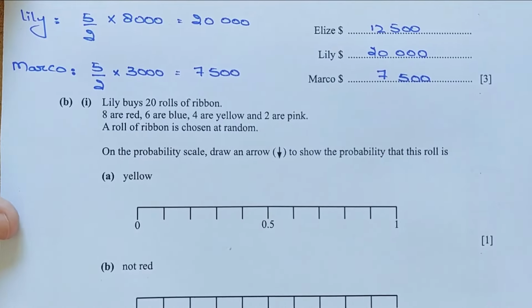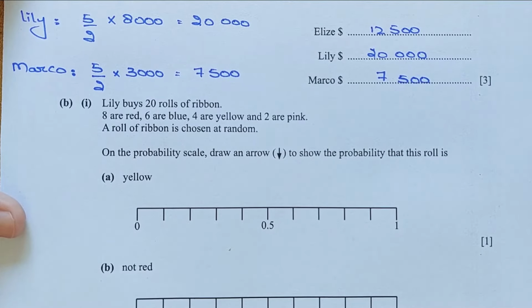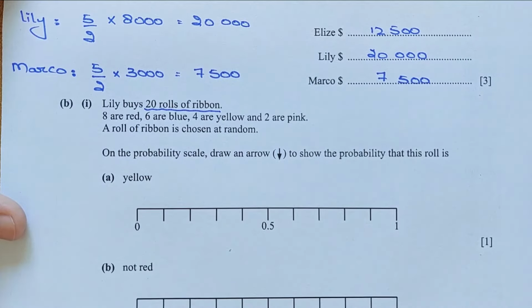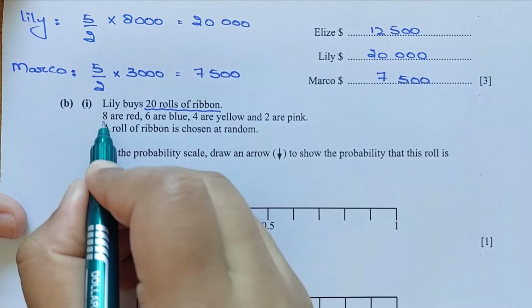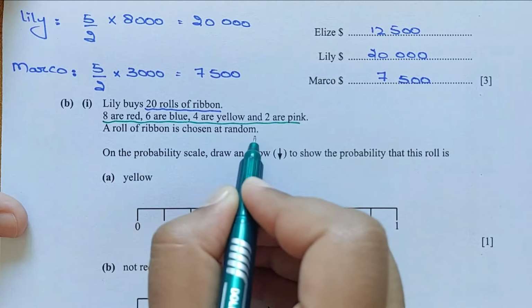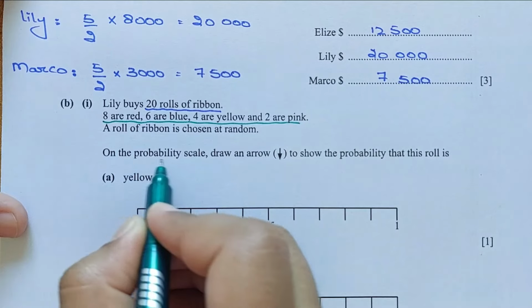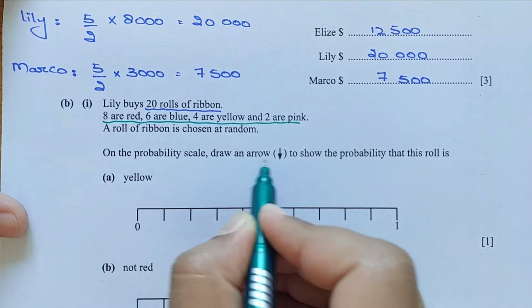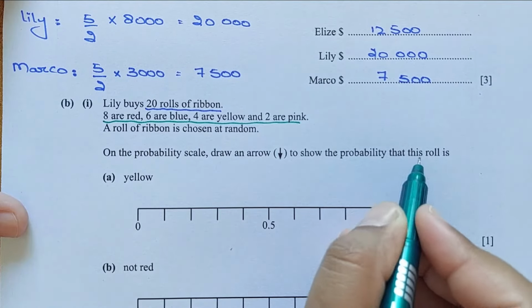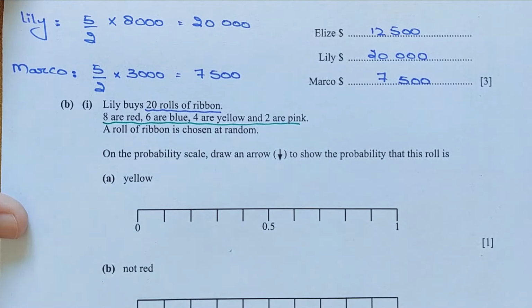All right, now for part B. Number 1, Leila buys 20 rolls of ribbon. 8 are red, 6 are blue, 4 are yellow, and 2 are pink. A roll of ribbon is chosen at random. On the probability scale, draw an arrow to show the probability that this roll is (a) yellow.